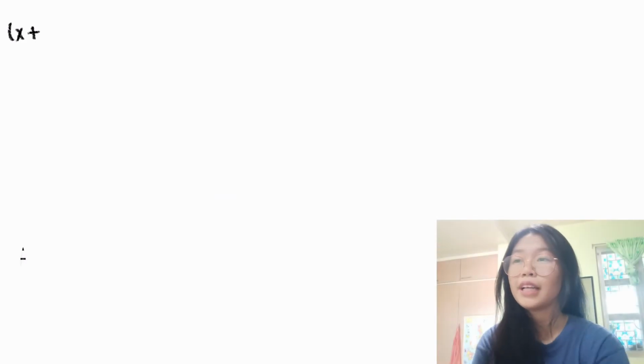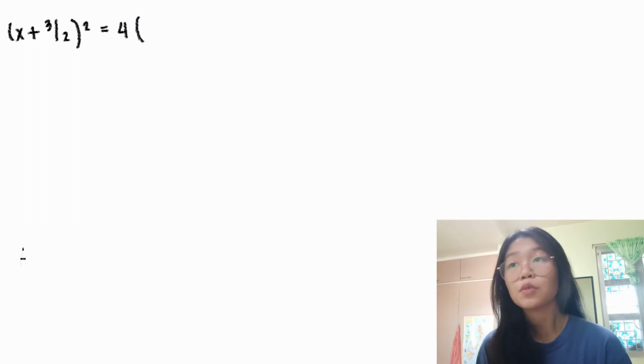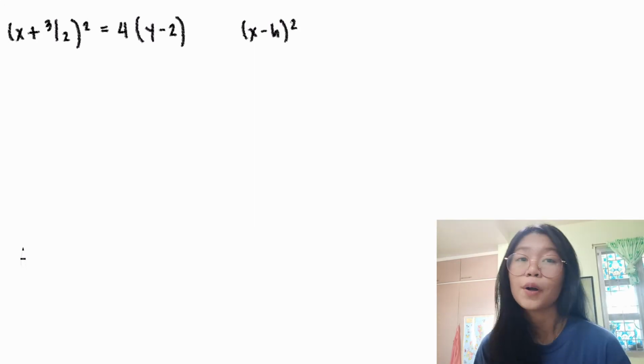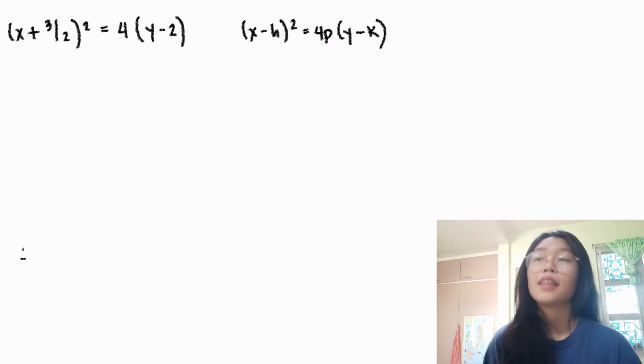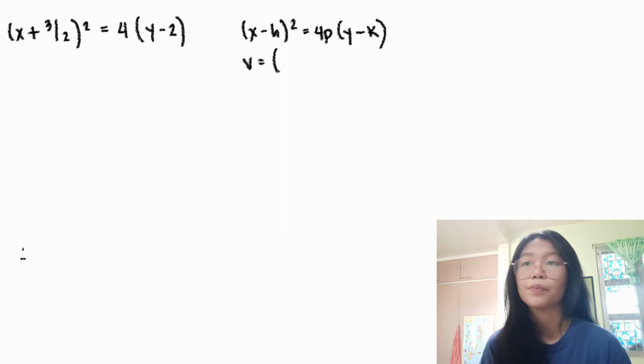This equation's parabola is x plus 3/2 squared equals 4 times y minus 2. Modify or write it in standard form and it becomes x minus h squared equals 4p times y minus k. Now we'll calculate the points. h, k is the vertex. Therefore, this equation's vertex will be negative 3/2, 2.